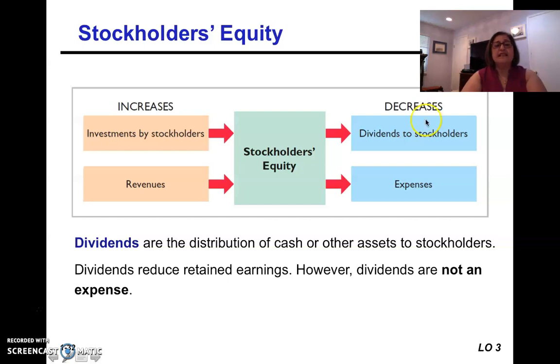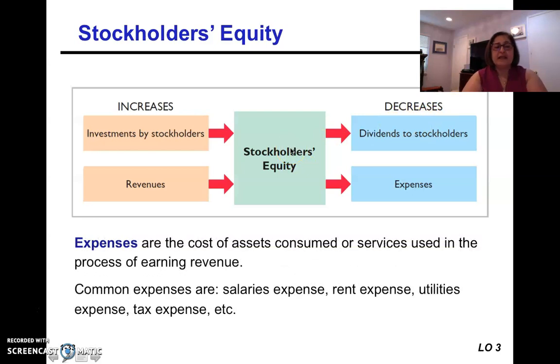That's why we say dividends decrease stockholders' equity. Now, expenses. As part of generating revenue, the cost of doing business is called an expense. Every revenue generation also costs the company money. For example, if I want to have an accounting firm to do taxes for people or prepare financial statements and financial reports for them, I need electricity, I need an office, I need supplies.